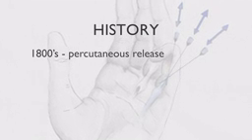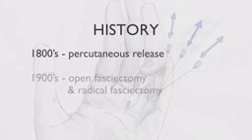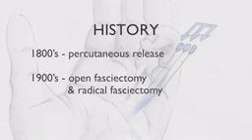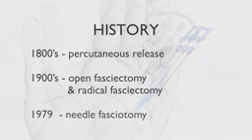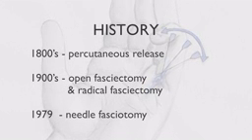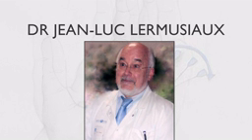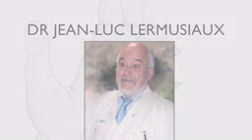Percutaneous release of Dupuytren's contracture was popular during the 1800s before the advent of anaesthesia. This was superseded by open fasciectomy and then radical fasciectomy in the 1900s in an effort to reduce recurrence rates and to try to effect a cure for the disease. However, as radical fasciectomy fell out of favour, the concept of percutaneous fasciotomy was reintroduced by the French dermatologist Dr. Jean-Luc Le Monsieur in 1979. The technique has been modified since to its present form, and it is this technique that is discussed in this DVD.